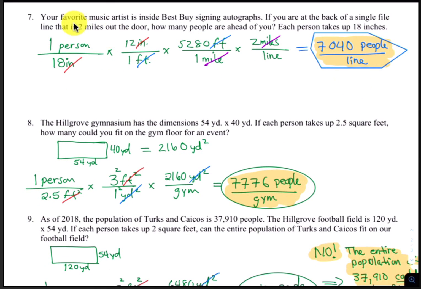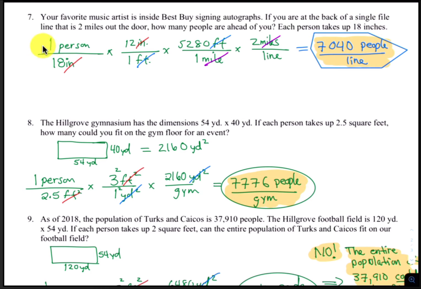Number 7, your favorite music artist is inside Best Buy signing autographs. If you are at the back of a single file line that is 2 miles out the door, how many people are ahead of you? Each person takes up 18 inches.